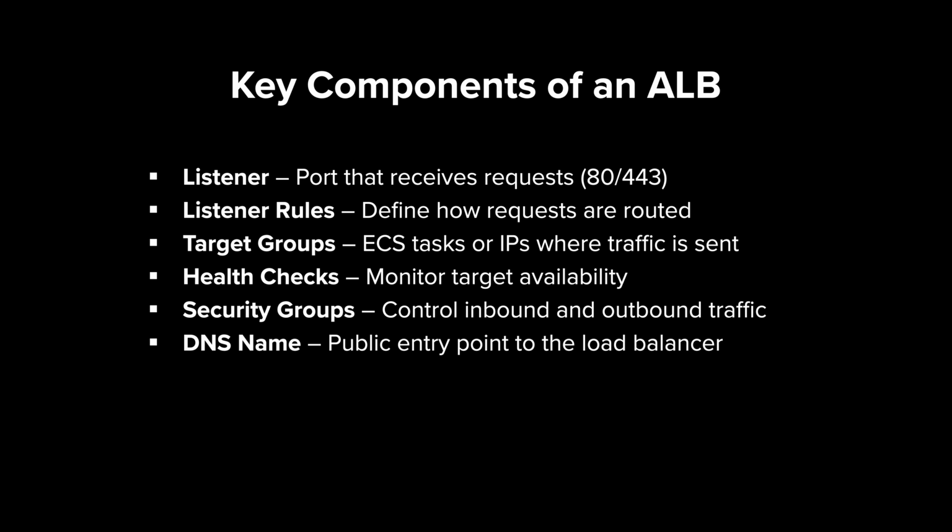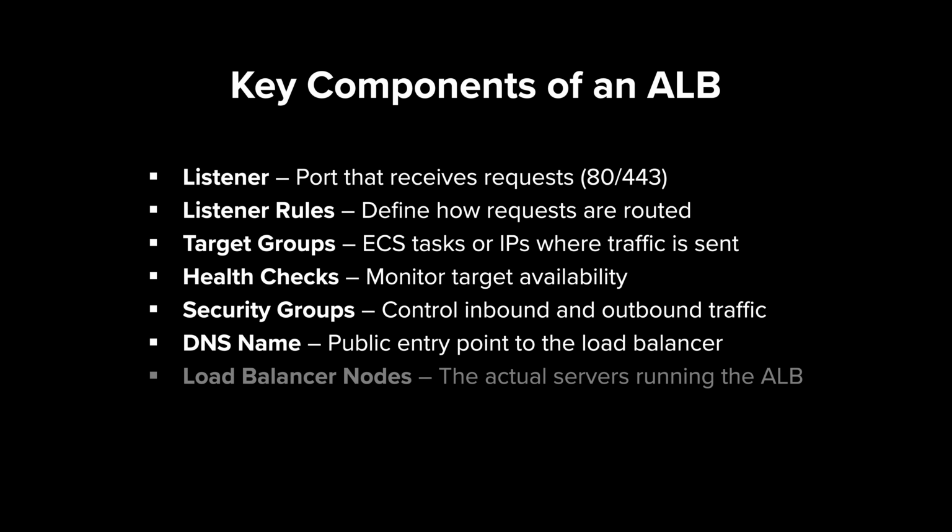Next, the DNS name. Every ALB is given a DNS name by AWS. This becomes the public entry point for your application, and clients connect through this address instead of talking directly to containers. And finally, load balancer nodes. Behind the scenes, your ALB isn't just one machine. It's actually made up of multiple nodes, spread across different availability zones in your VPC. These nodes are the actual servers that process client requests and forward them to your ECS tasks.